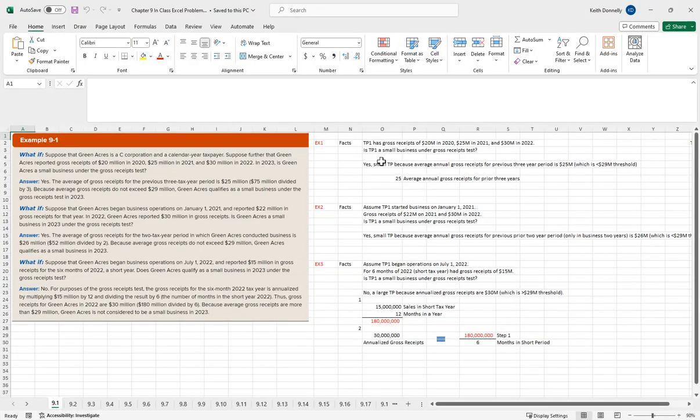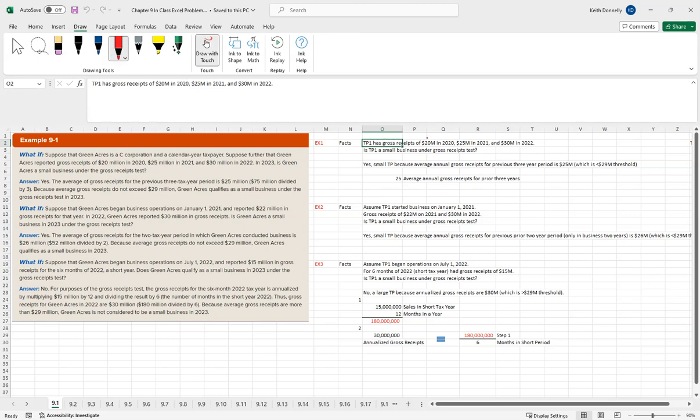they're giving us some information. Here in the first one, there's 3 years of receipts. They're giving us 20 million, 25, and 30. Are they a small taxpayer? Well, yeah, when you add these 3 up and you divide by 3, their average is 25. That's less than 29. Okay, we're a small taxpayer. We don't have those rules.